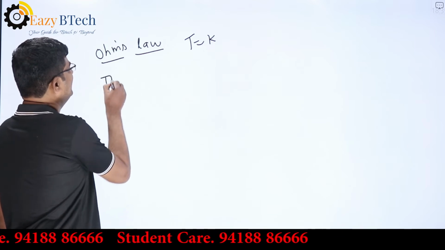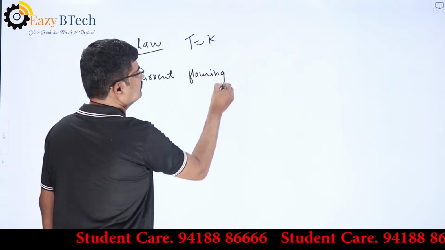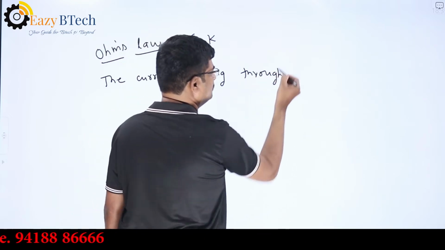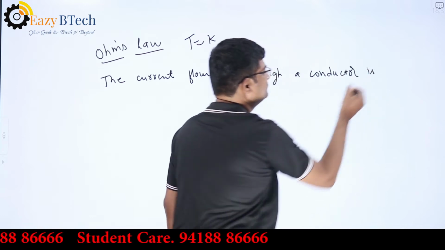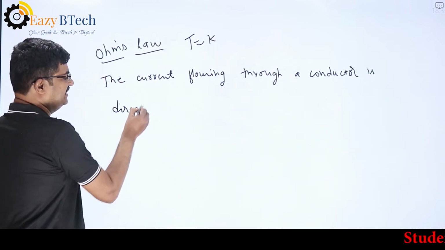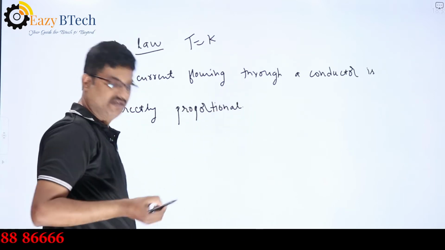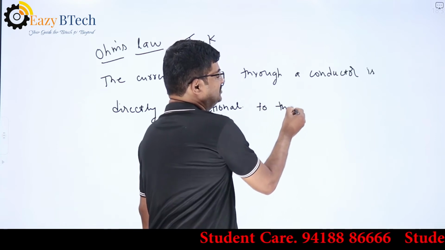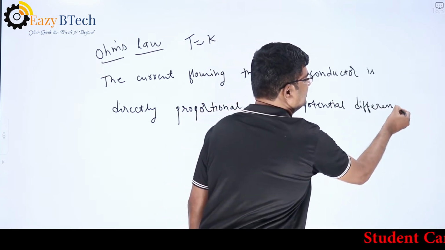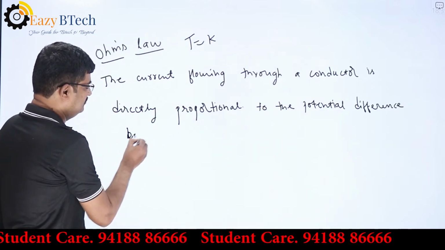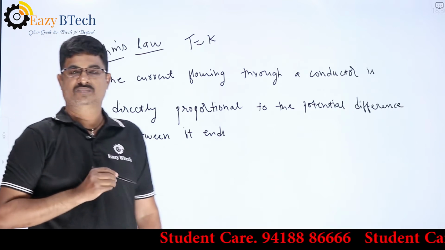So here, the current flowing through a conductor is directly proportional to the potential difference between its ends. So here, Ohm's law is valid at constant temperature.